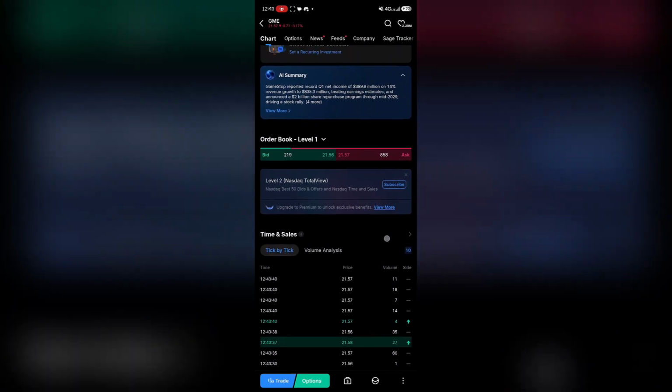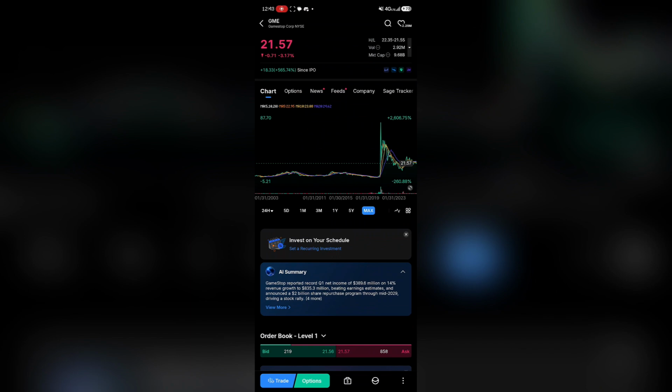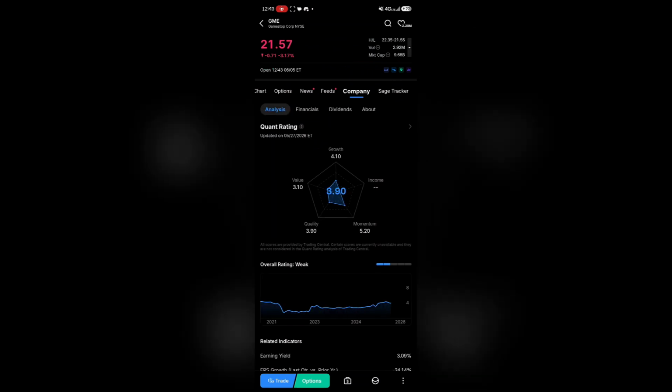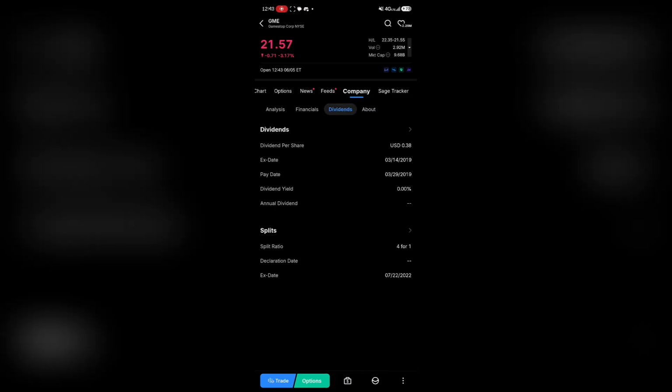And what you want to do is, once you're in the stock, go to company, and then at the top there, the third tab should say dividends. As you can see, it says dividend per share is 38 cents. The last pay date was 2019, and their annual dividend is 0. So that means they do not have any dividends.